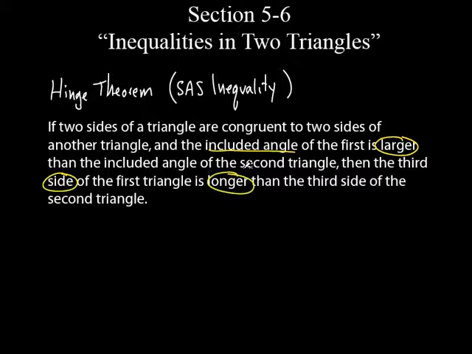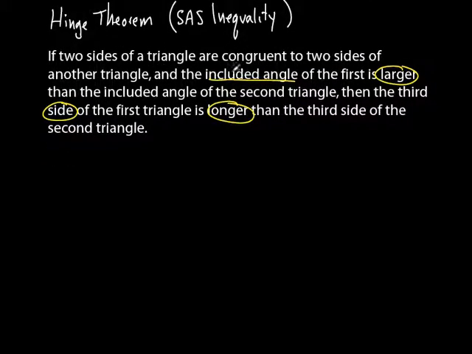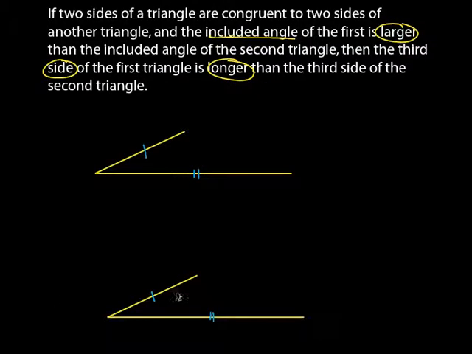All right, he's thinking, what in the world are we talking about? That was pretty wordy. If I would have just read that all at once, I wouldn't understand it. So you've got to take it a little bit at a time. What we're going to do is try to draw our situation right here. If two sides of a triangle are congruent to two sides of another triangle, let's draw that out. I just copied and pasted this. So here's one side equal to one side, and here's another side equal to another side.